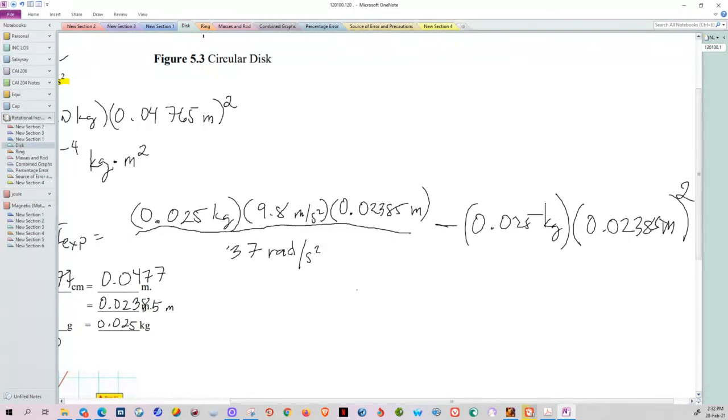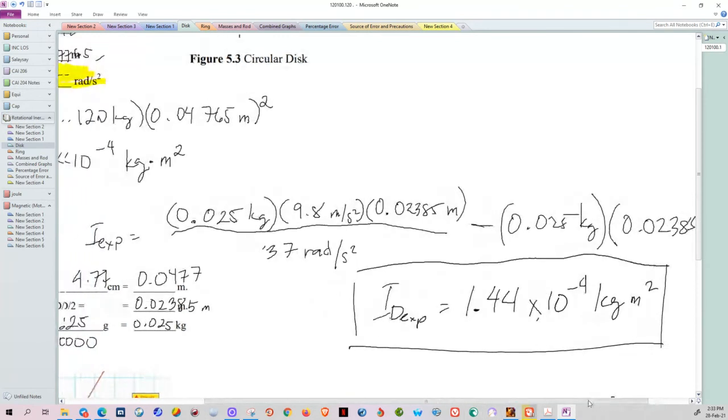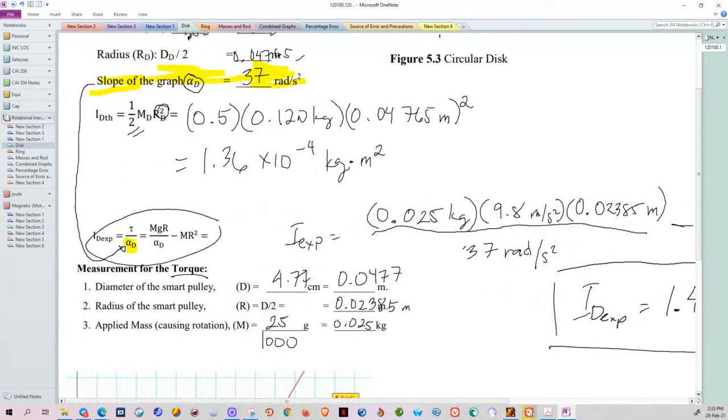So my answer, the inertia of the disc by experiment, is equal to 1.437, rounded off to 1.44 times 10 raised to minus 4 kilogram meter squared. Is that clear, Shabab, how we get this answer? So you can actually calculate carefully to get the answer. Just focus on the rule. The rule is always given. This is the rule here.